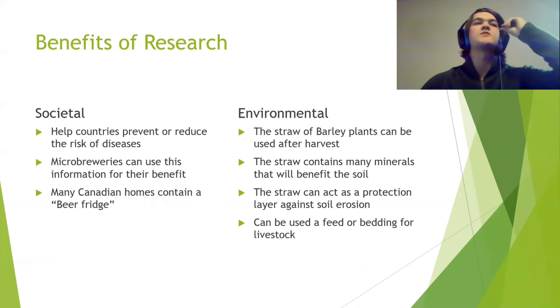Now, this research benefits society as it will help countries prevent or reduce the risk of diseases within their borders. This will also help microbreweries as they can use this information for their benefit and grow. For the environment, the straw barley plants from harvest can also be used. The straw contains many minerals that will benefit the soil and can be used as a protection layer against soil erosion, which is very common in vineyards and agricultural fields. And it can also be used as feed or bedding for livestock.